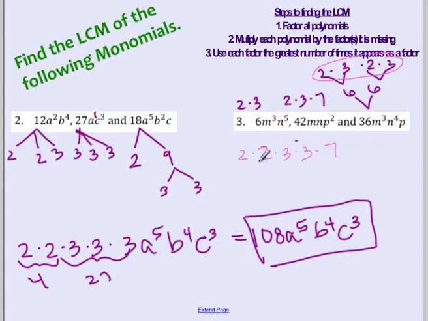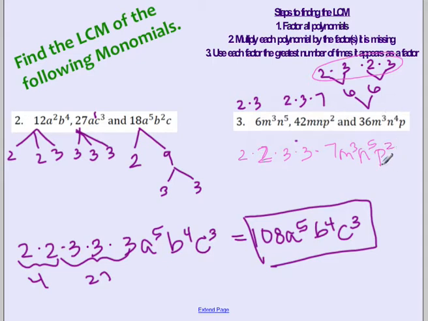Then I would go ahead and look at my letters, or my variables. I have m to the third, m to the third, so my highest value of m is m to the third. N to the fifth, n to the first, n to the fourth. So n to the fifth it is, because it is the highest exponent. Now I'm going to move on to p squared and p, so it's going to be p squared.